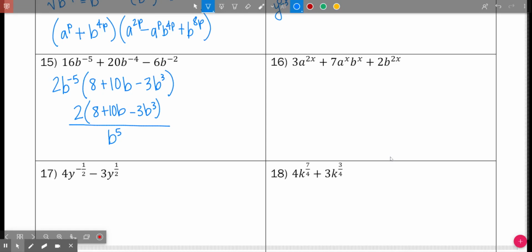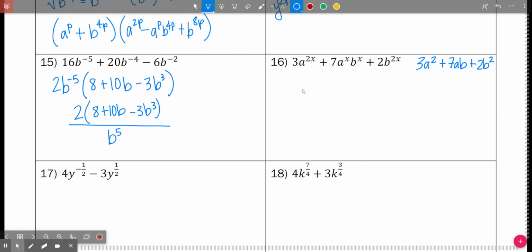And number 16, the exponents look odd, but if I wrote this as 3a squared plus 7ab plus 2b squared, you would say, I can work with that. I can do something with it. No problem. Well, it's no different. I just have x's instead of 1's.